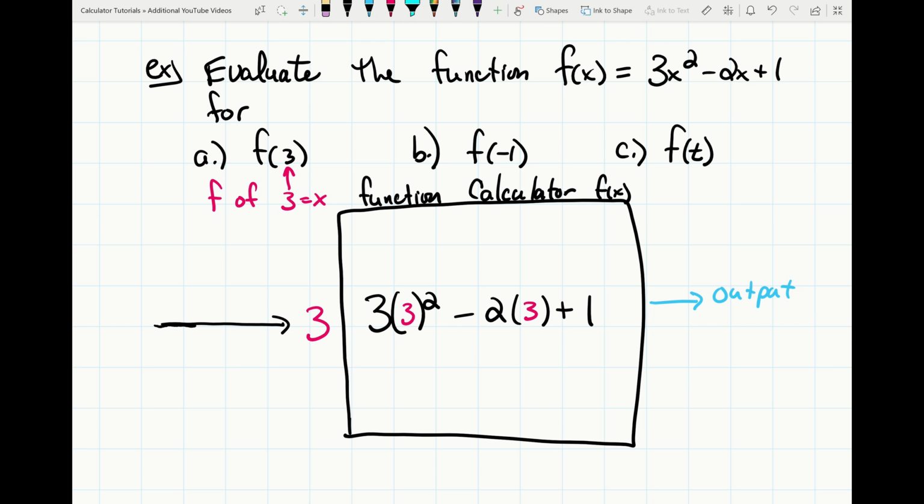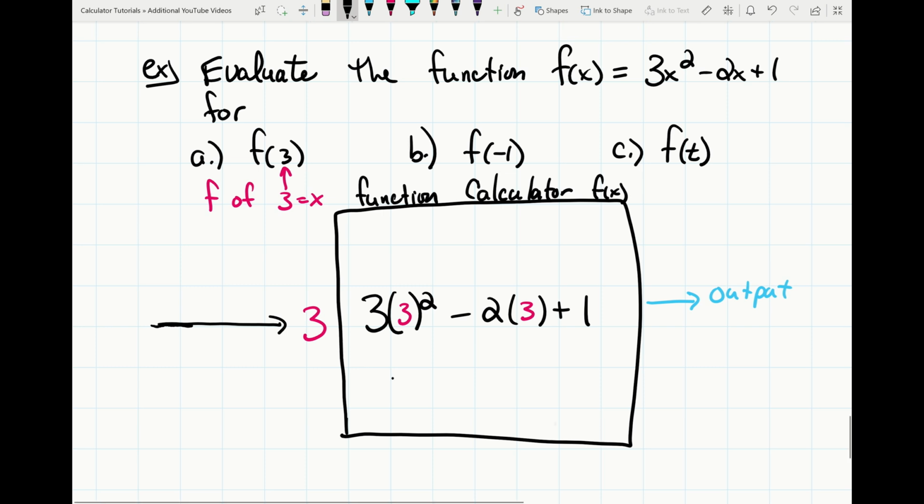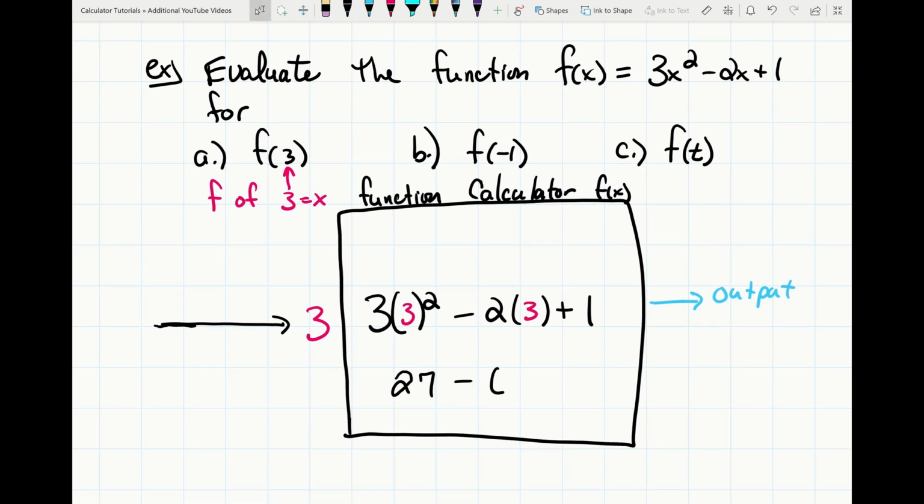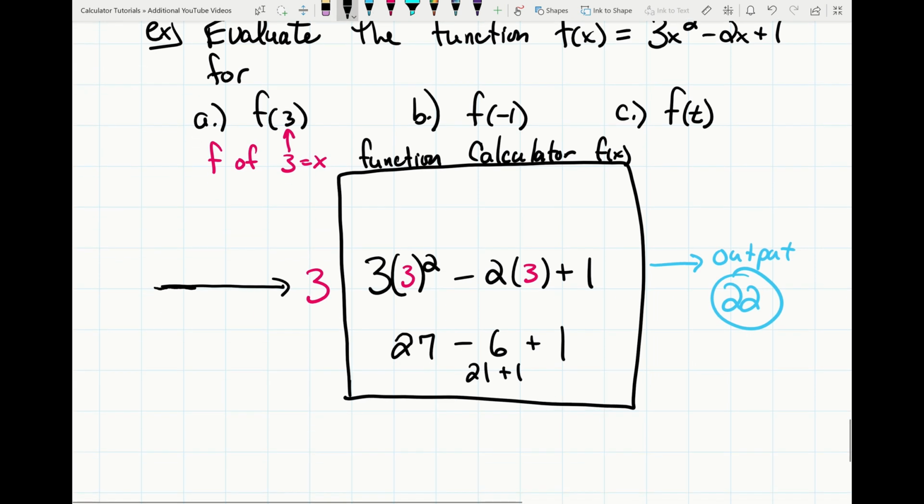So to evaluate this, and I'll do the math for us underneath. To evaluate this, 3 to the second is 9. 9 times 3 is 27, minus 6, plus 1. And 27 minus 6 is going to be 21. And then 21 plus 1 is 22. Now, here's what this really means. What we've just calculated, everybody: f of 3 equals 22.